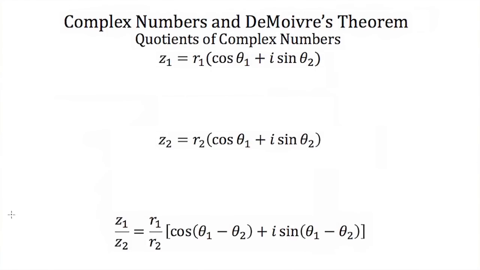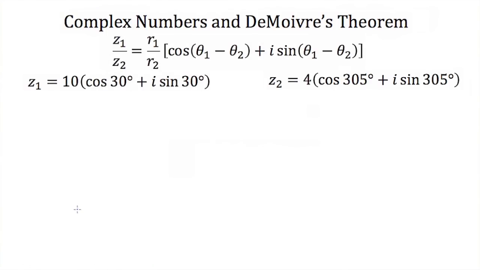So now let's talk about dividing complex numbers, or the quotients of complex numbers. Well, this is just like multiplying. Instead of multiplying our r values, we're going to divide them. And instead of adding our theta values from our two numbers, we're going to subtract them. So if we're dividing z1 by z2, then you're dividing r1 by r2, and you're subtracting theta 2 from theta 1.